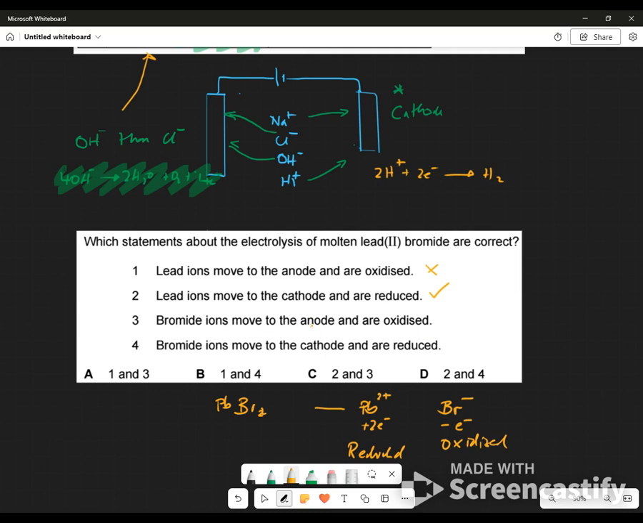Bromide ions move to the anode and are oxidized. That looks right to me. And bromide ions move to the cathode. They don't move to the cathode, they move to the anode. So that's wrong. So the answer here is 2 and 3. So well done, everyone. The answer is C. Good for you.